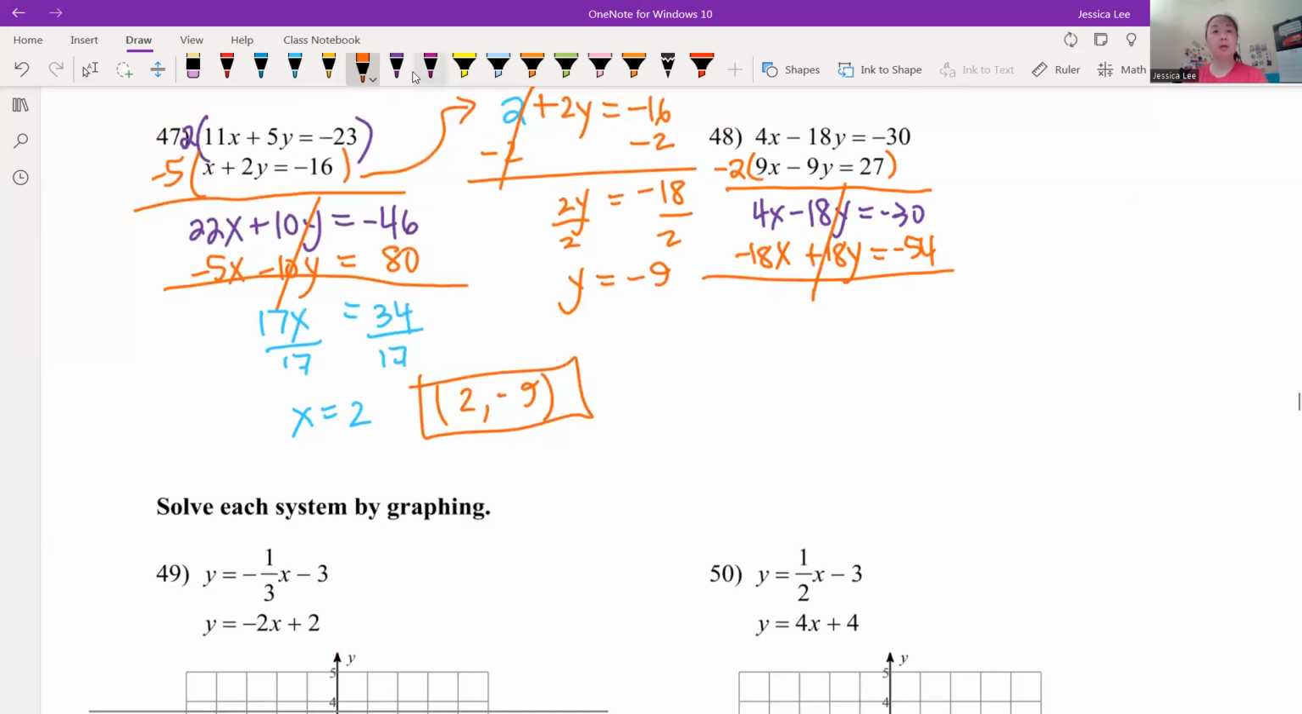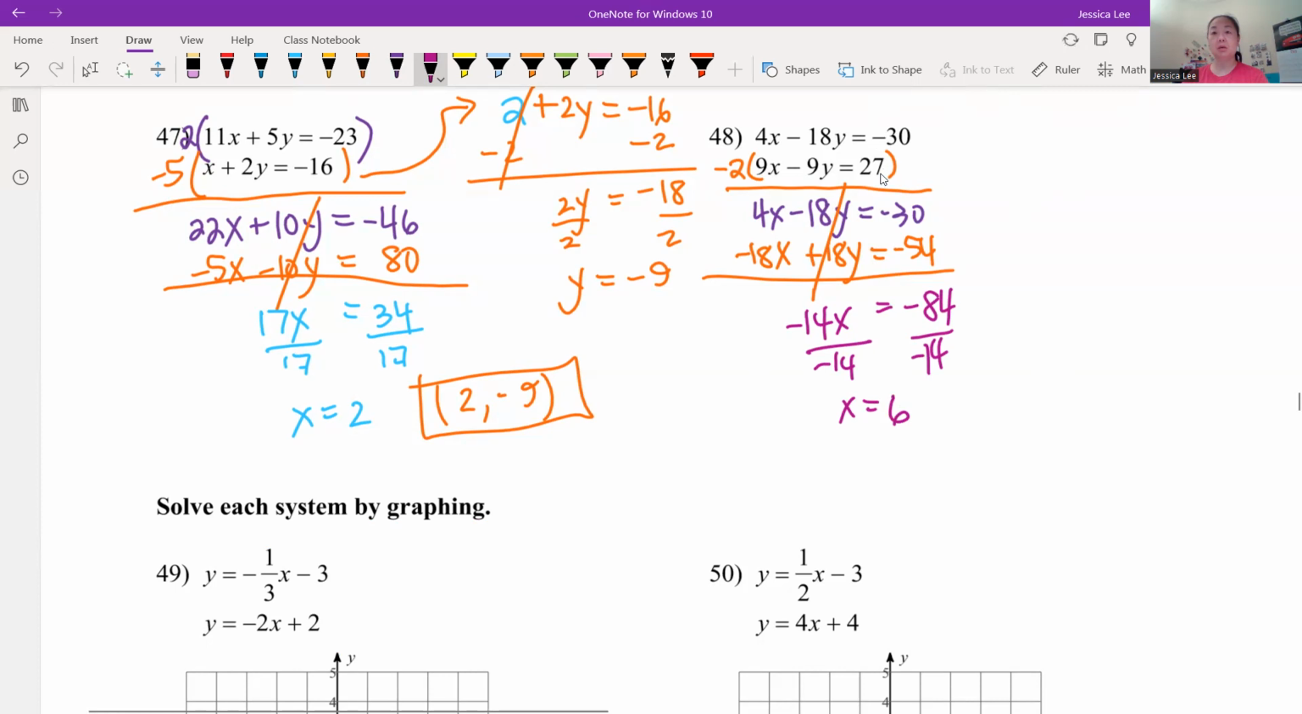Y's cancel out, and what do we have left? We have negative 14x is equal to negative 84. We divide by negative 14. X is equal to positive 6. Just in case, because I don't want to make a mistake, because that's going to cost me some time here. Yep, correct, 6. And we're going to plug it in.